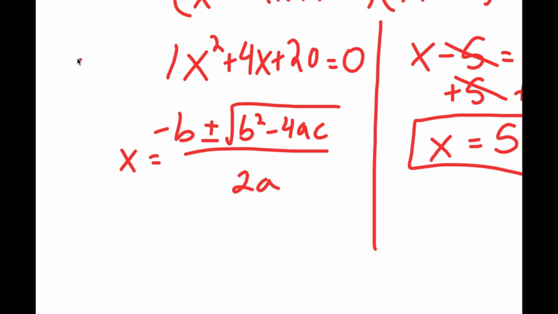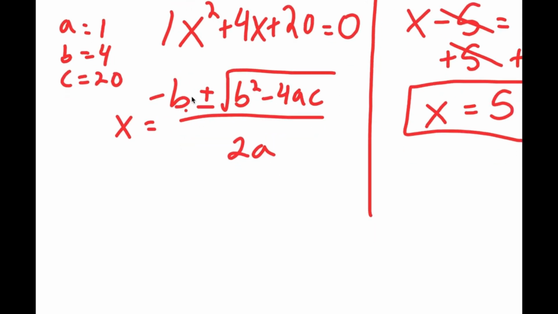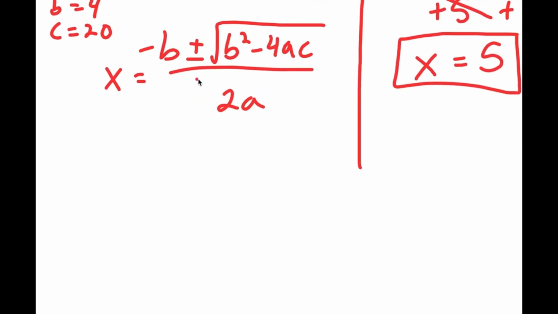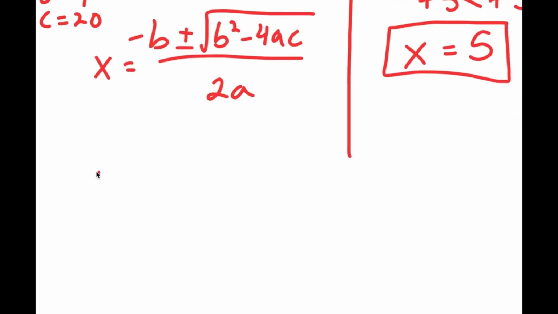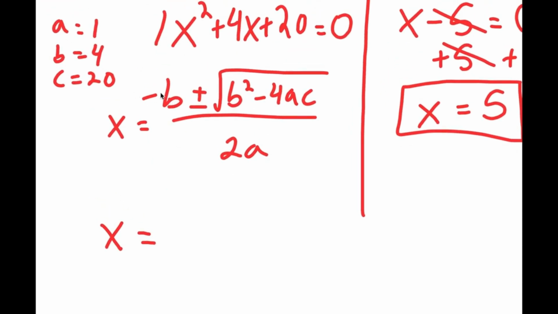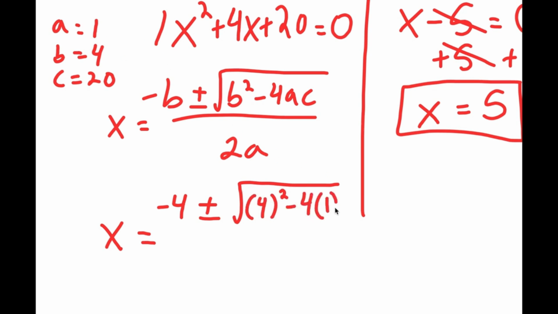Now, in this case, a is 1, b is 4, and c is 20. So I can just plug these in to this formula. So now, I get x is equal to negative b, and b is 4, so negative 4 plus or minus the square root of b squared, which is 4 squared, minus 4 times a, which is 1, times c, which is 20, all over 2a, so 2 times 1.